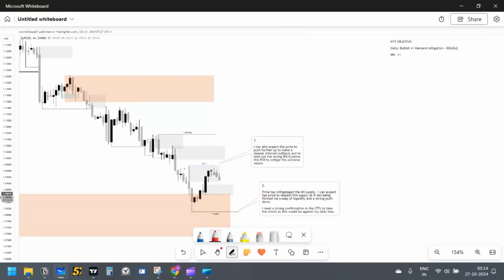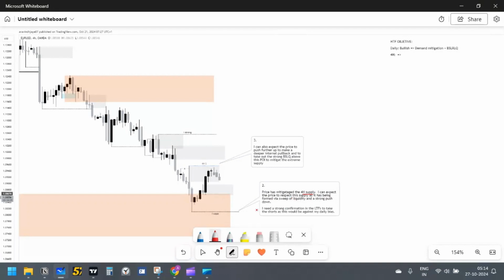So price has mitigated the 4-hour supply. I can expect the price to respect this supply as it has been formed by a sweep of liquidity and a strong push down. It is also a bearish momentum, right?